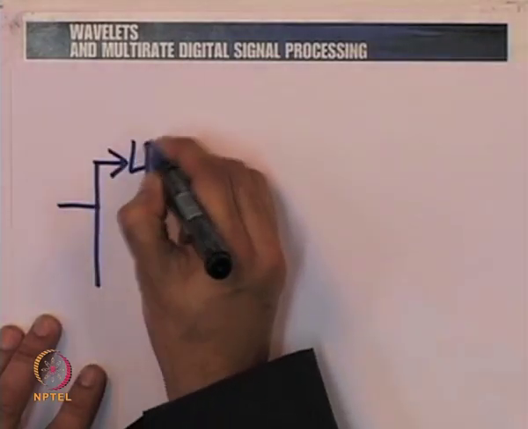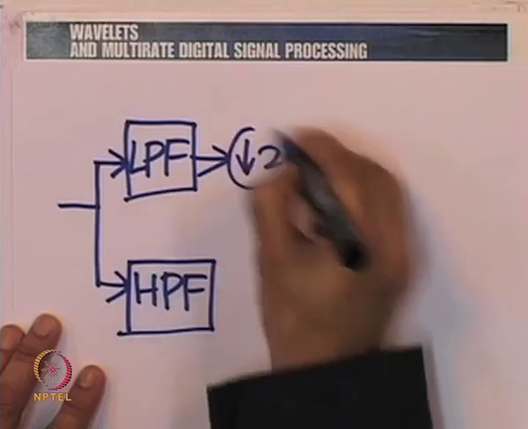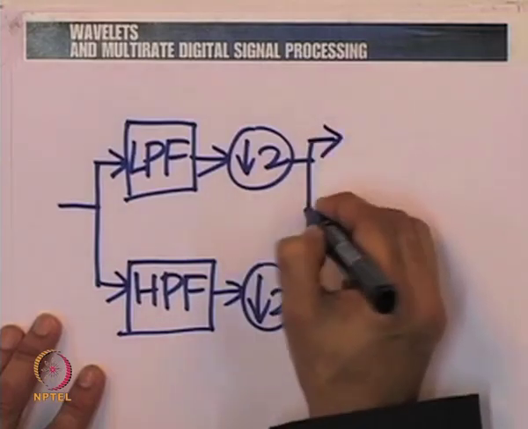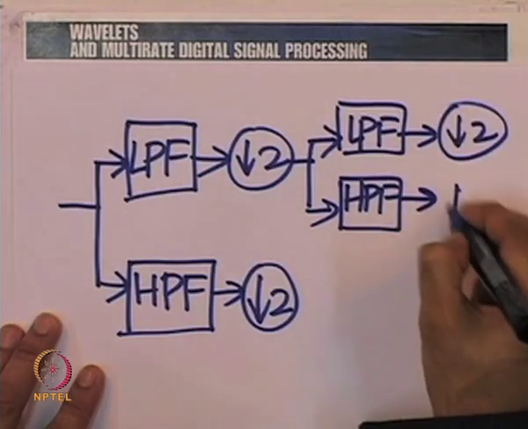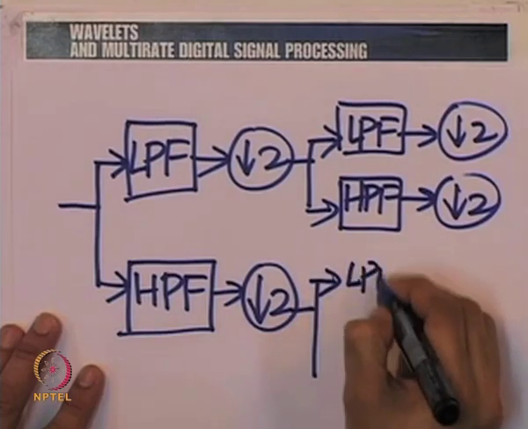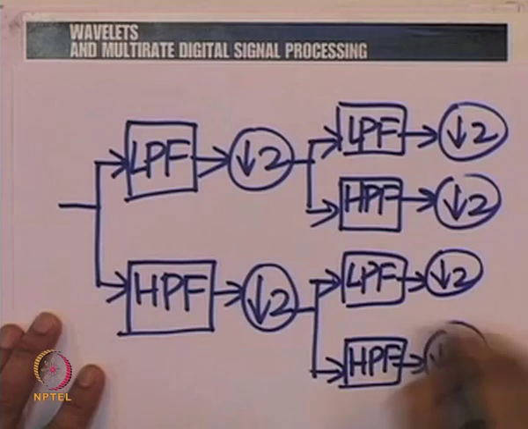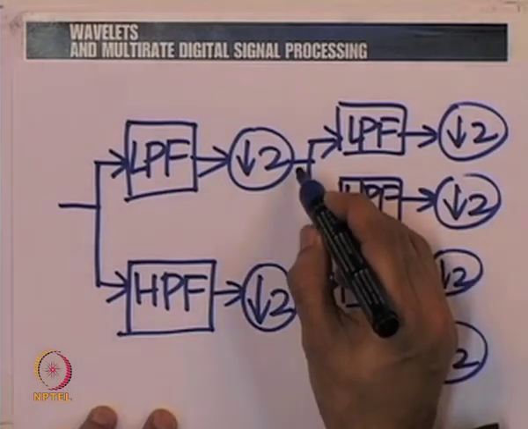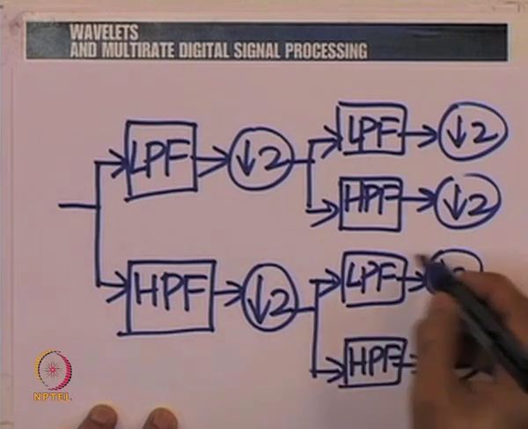In fact, it is obvious that if you were to take one stage of this, namely, if I were to do the following, I were to take the input, I were to subject it to the action of a low pass and a high pass filter, followed by downsampling as usual, followed by iteration here, LPF, HPF, down by 2 and down by 2 there, but also do the same here. I could get back here by using the corresponding synthesis filter bank for this, and I could get back here by using the corresponding synthesis filter bank for this.